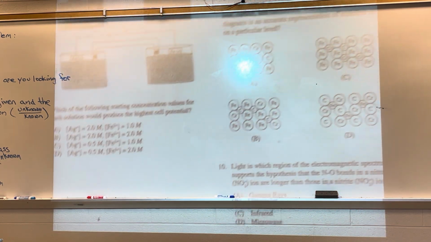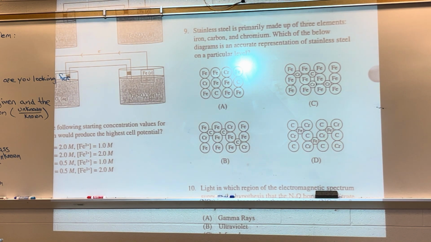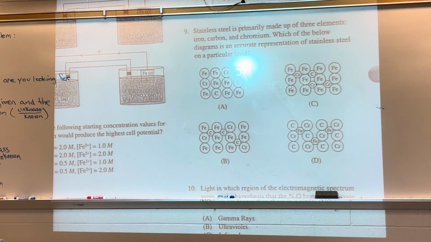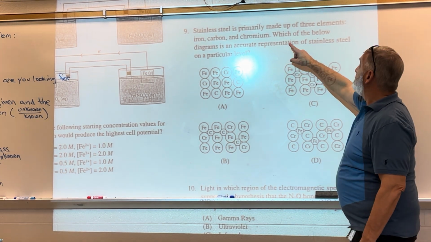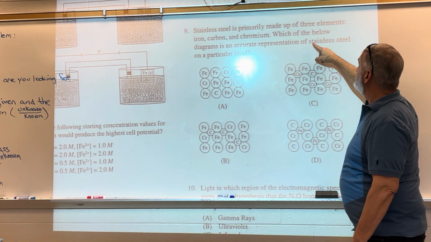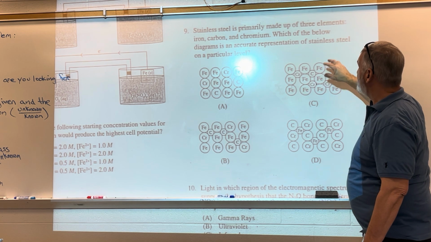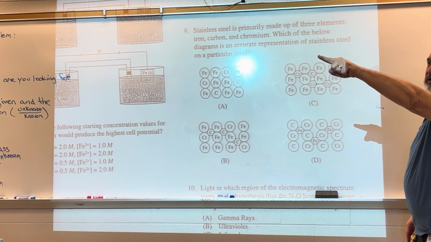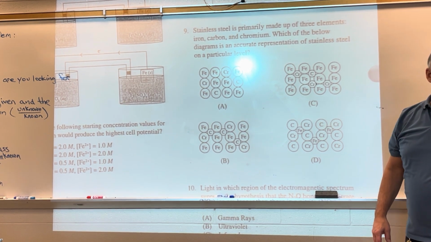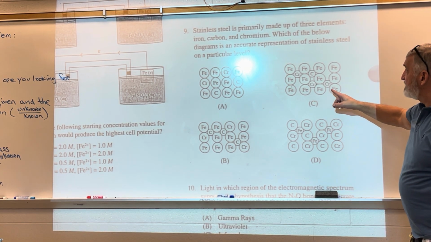Now, this is one that was on the test last year. It was the last free response question on last year's test. Everybody freaked out and said, oh, Mr. Hobbs, you never taught us this. And I did. It's interstitial. Stainless steel is primarily made up of three elements: iron, carbon, and chromium. Which of the below diagrams accurately represents the stainless steel? So, how are iron and chromium in terms of size? About the same. 24 and 26 are going to be about the same, right? So iron and chromium need to be about the same size.